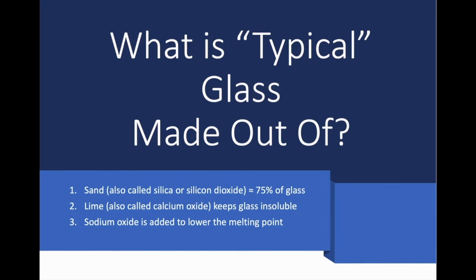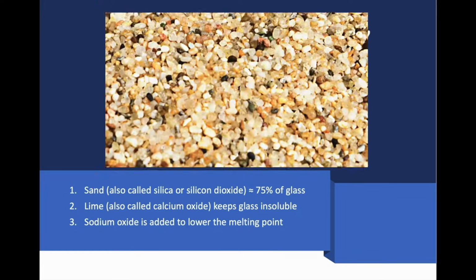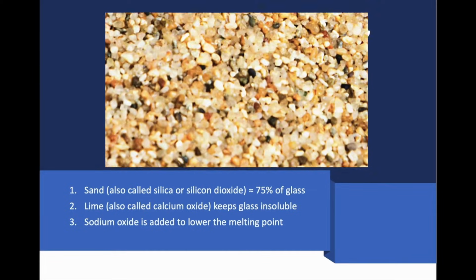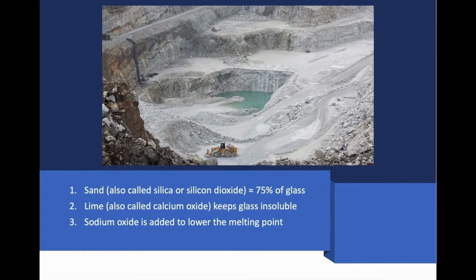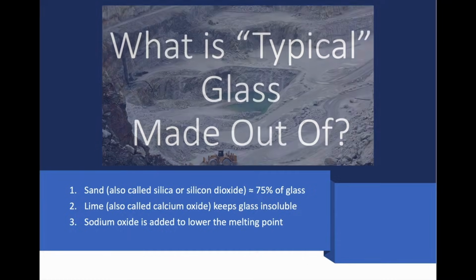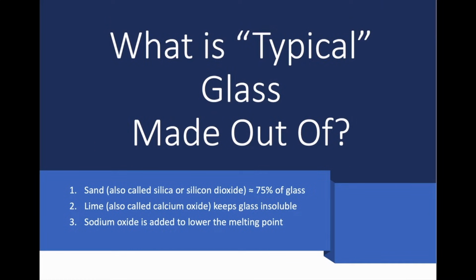Now we go into, what is your typical glass made out of? There's 3 main components, and it can be composed of even more things, but for the most part, typical glass is composed of roughly 75% sand, or silicon dioxide, or you could just say silica, sand. And then you also have lime, and why would you put this lime in? It's also calcium oxide. So what does the lime do? It keeps the sand from dissolving in water. It basically keeps it insoluble.